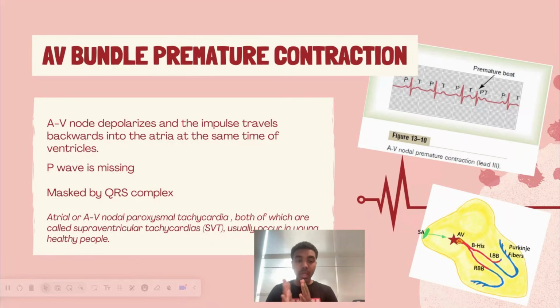When you have the impulse going to the ventricles first before the atria. However, when you have them at the same time, the P wave can be masked by the QRS complex and it cannot be seen. So basically in these types of contractions, you need to take a really close look at the ECG and double check where the P wave is, because if you don't see the P wave, like this one is a bit hard to detect, it's either masked by the QRS, or it comes after the QRS, and that is called AV bundle premature contraction.